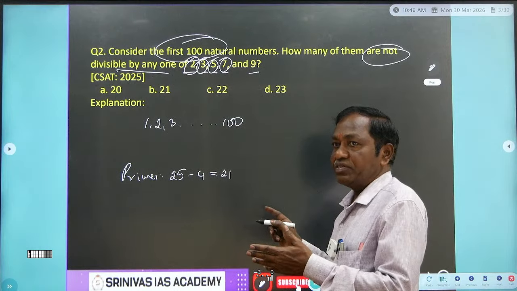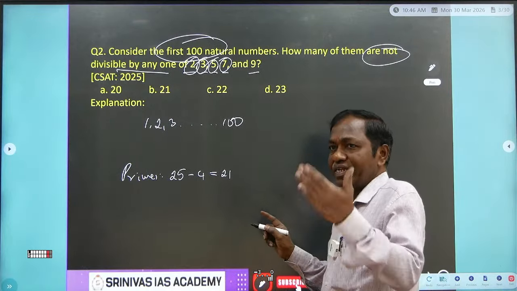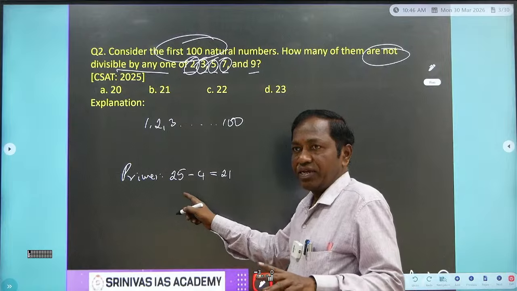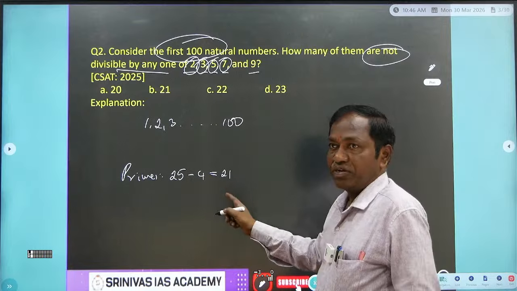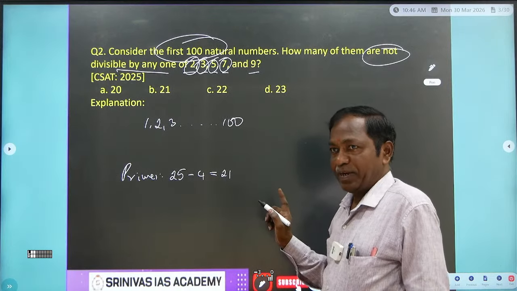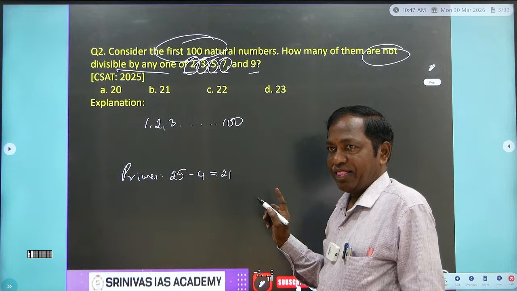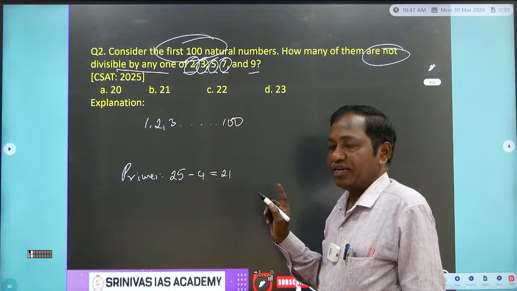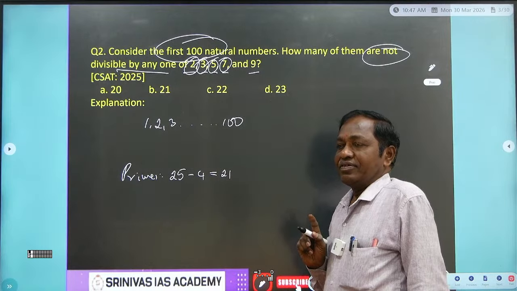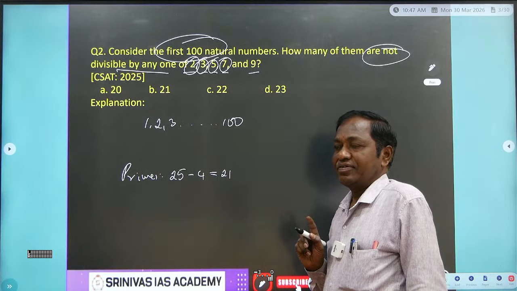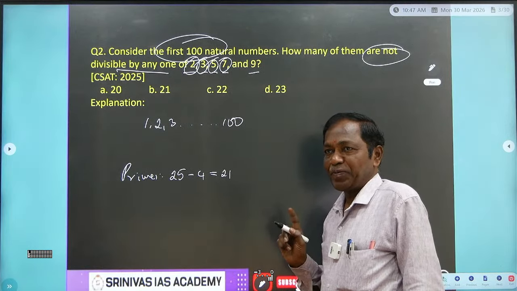If you take the prime numbers, 25, the numbers which cannot be divided by any number. That's right, 25 is okay. And already these 4 numbers are there. Minus 4, you can say 21. What about 1? Is it plus 1 or minus 1?